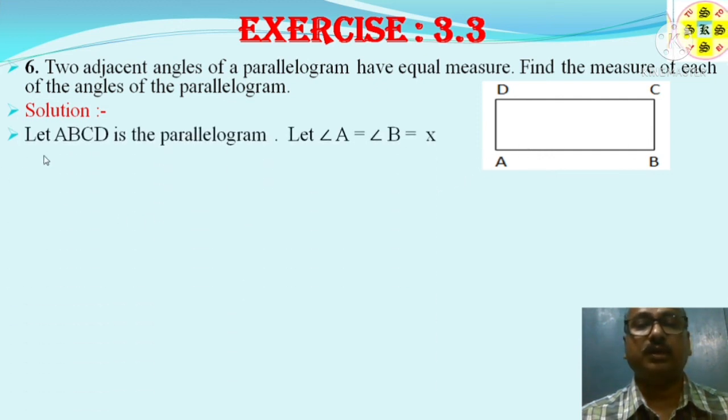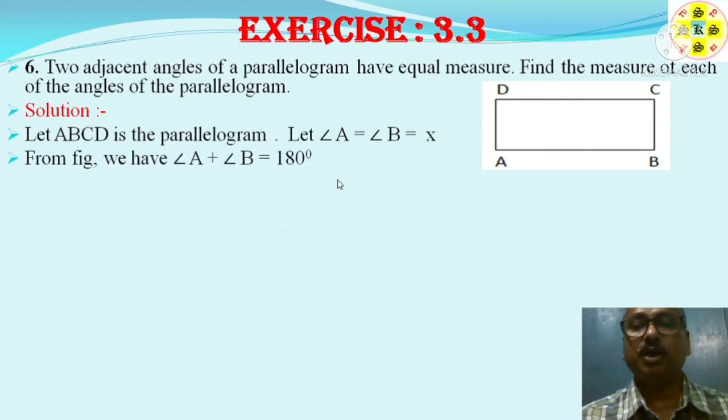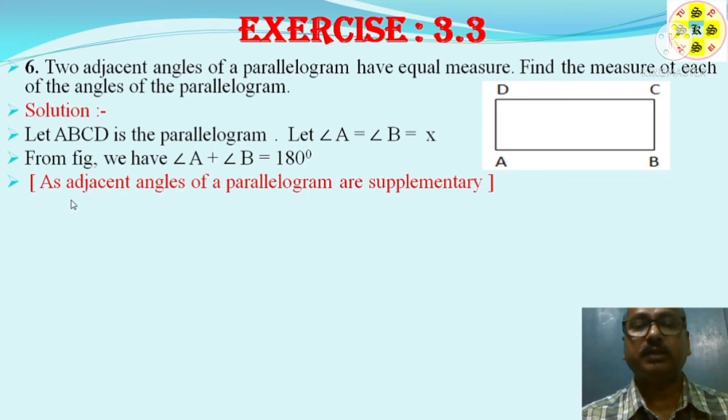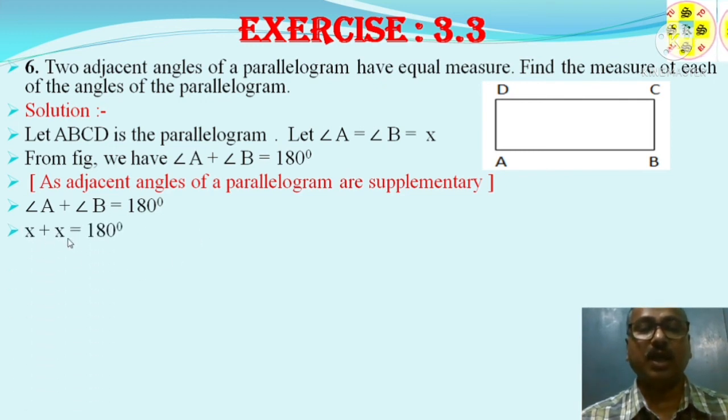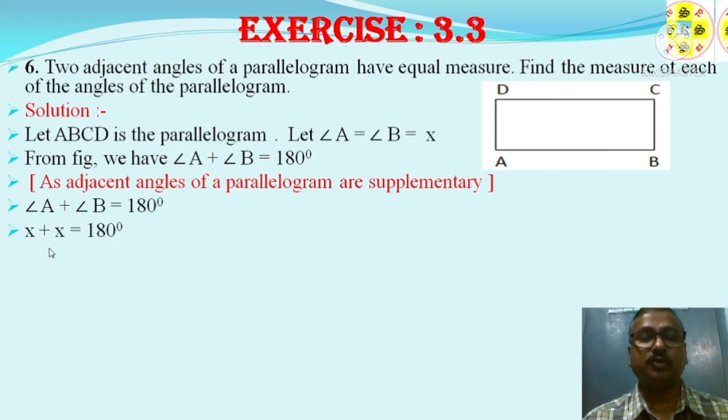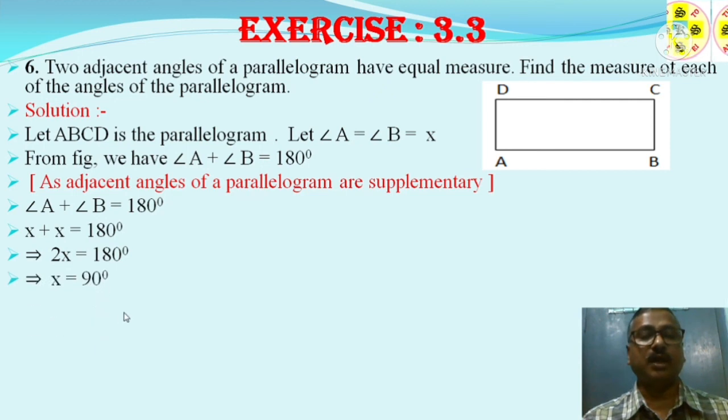So here ABCD is a parallelogram, let angle A equal to B equal to X. But we know A plus B equal to 180 degree. Why? As adjacent angles of a parallelogram are supplementary. A we have written X, B is also X, so X plus X equal to 180 degree, that is 2X equal to 180 degree, X equal to 90 degree.